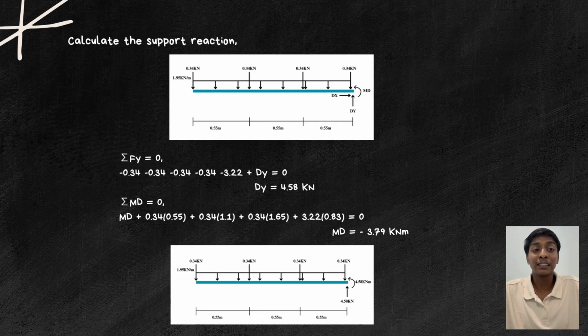Next, I calculate the support reaction for the beam. It has two forces and one bending moment because it's fixed. So I calculated and I got Dy equals 3.58 kilonewton, and then the moment I got is 3.79 kilonewton meter.